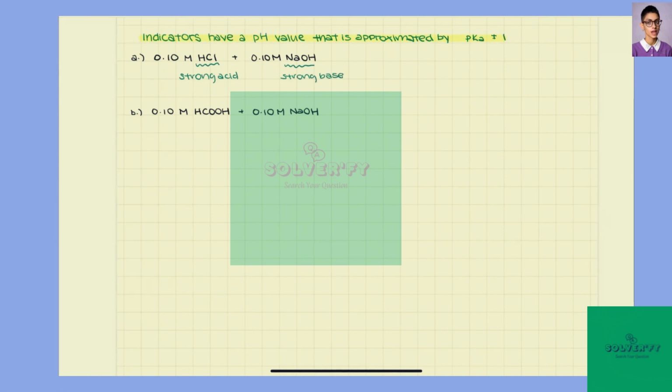A titration between a strong acid and a strong base will result in an equivalence point with a pH equal to 7. And by looking at the indicator chart, when our pH is equal to 7, this would give us bromothymol blue.